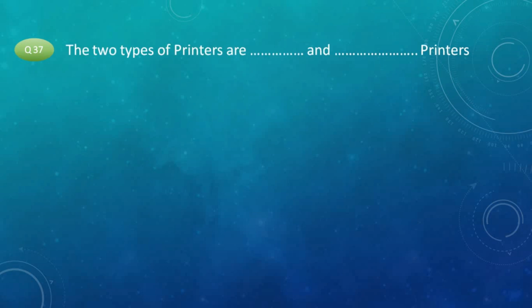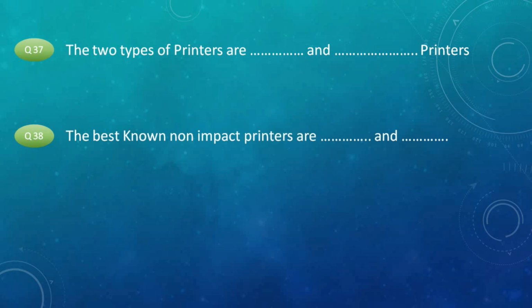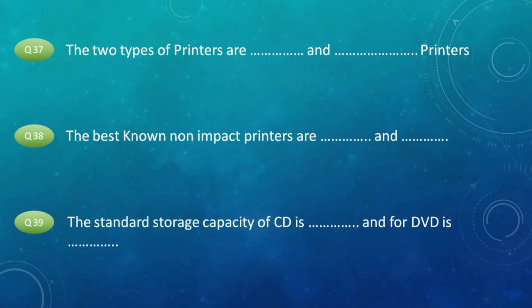The two types of printers are dash and dash printers. The best known non-impact printers are dash and dash. The standard storage capacity of CD is dash and for DVD is dash.